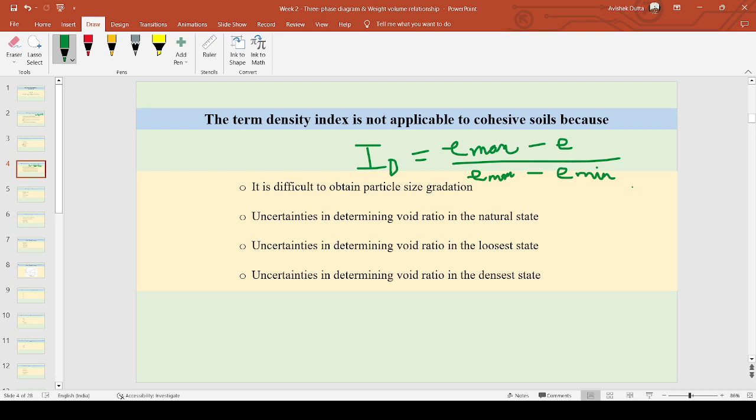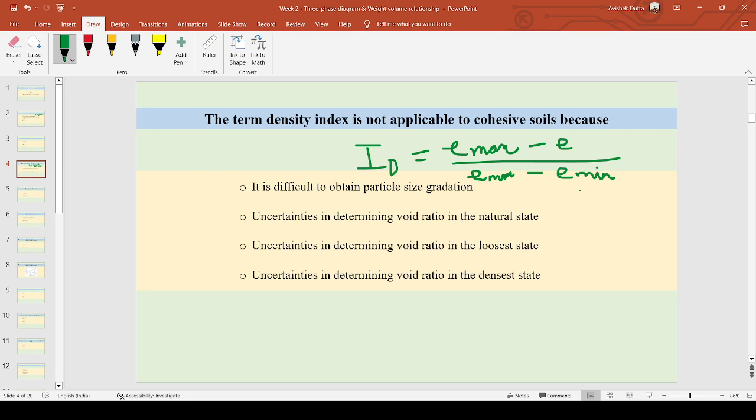E max, what is E max? Maximum void ratio. It means the soil is in its loosest state. E means the natural void ratio, in the natural state. And E min is the lowest void ratio, that is the void ratio in the densest state.